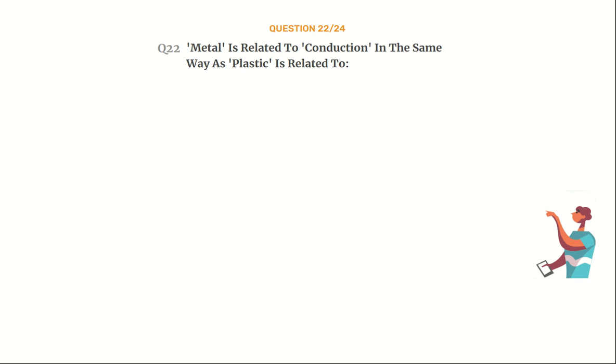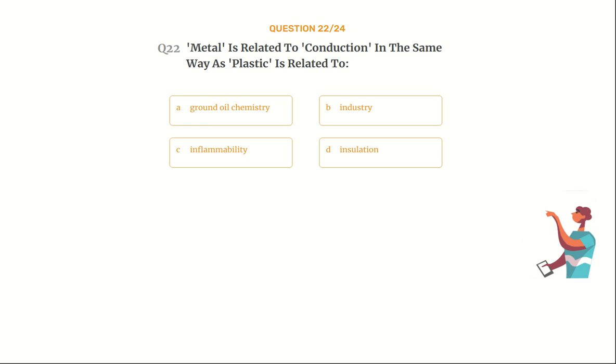Question number 22. Metal is related to conduction in the same way as plastic is related to. Option A. Ground oil chemistry. Option B. Industry. Option C. Inflammability. Option D. Insulation.